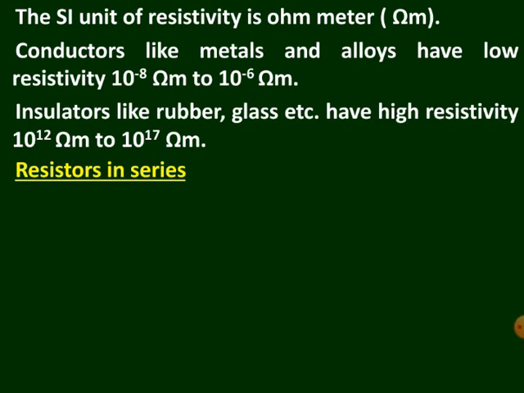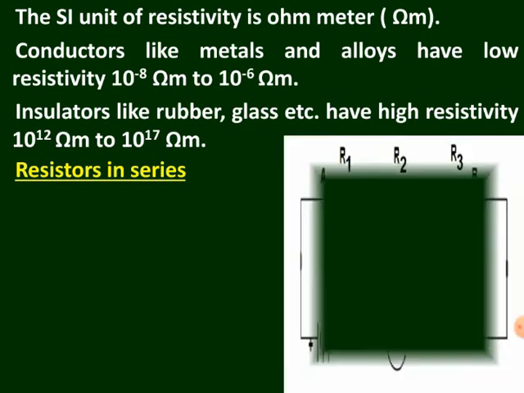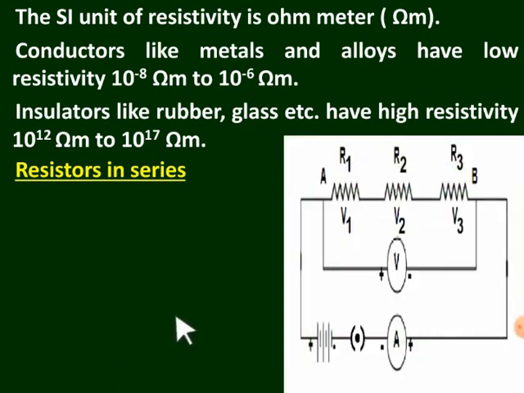Every resistor has two terminals. If you connect two or more resistances one after another, then we call that type of connection series resistors. Here you will see three resistors, R1, R2, R3, connected one after another like this, and there will be two terminals at the two ends.